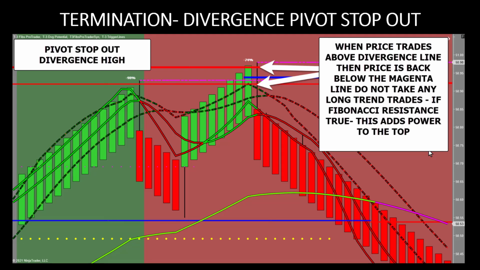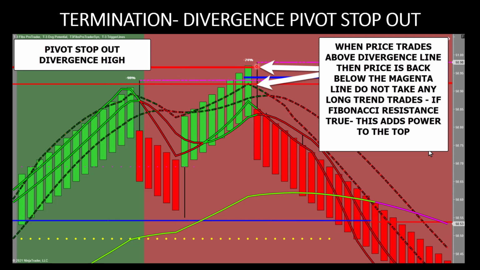In the following slide we are going to look at a termination condition. During class and on many videos, you will hear this pattern referred to as a pivot stopout or a divergence pivot stopout. Focus your attention to the top left of this chart. Notice we had the divergence represented by the negative 98% number. The divergence creates a magenta line. During the subsequent price retest of the high, which is also the last Fibonacci resistance, also known as the edge of resistance, we anticipate a top.